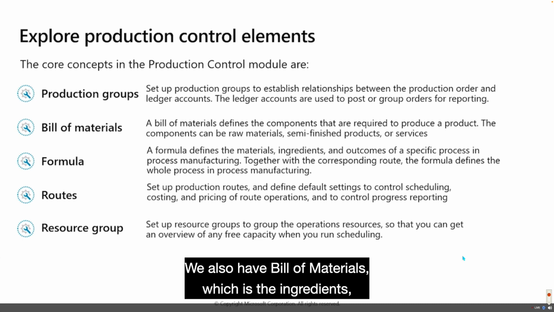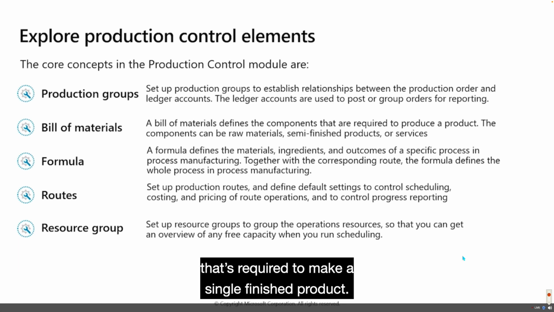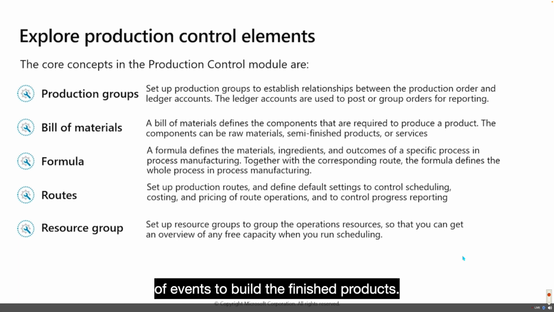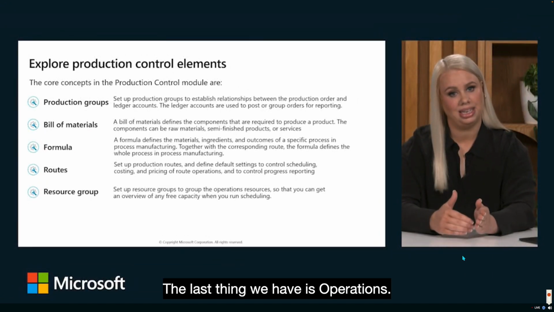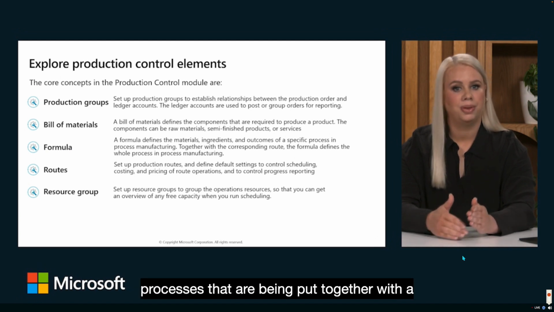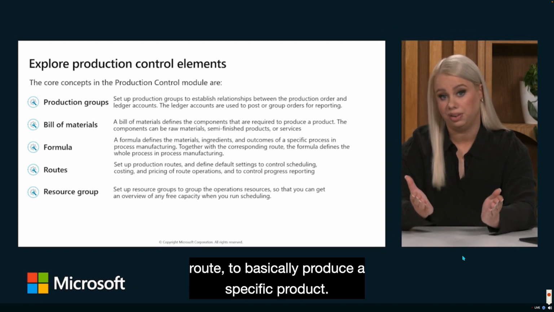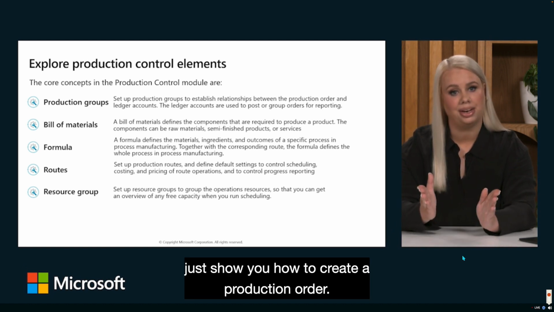We also have bill of materials, which is the ingredients, the components, the parts, the raw materials, everything that's required to make a single finished product. So the bill of materials is going to define the materials that are needed, and then we have the route, which is going to determine the sequence of events to build the finished products. The last thing we have is operations, and these are going to be the tasks or the work processes that are being put together with a route to basically produce a specific product. On that note, I think it might be easier if I just show you how to create a production order.